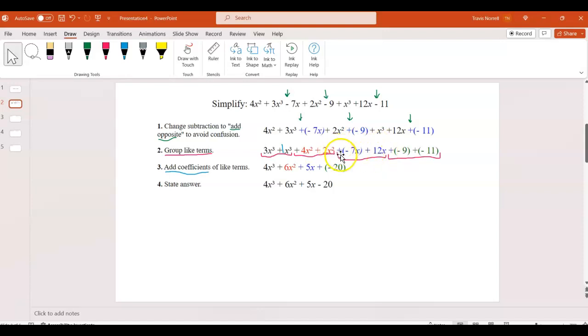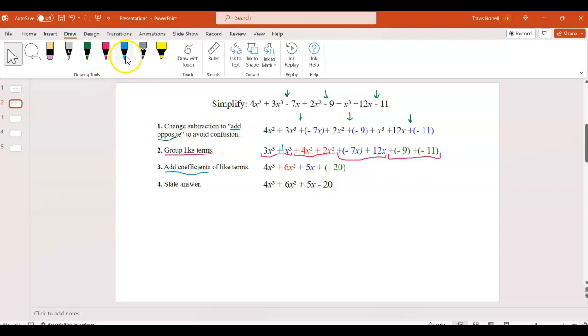12 is larger than 7, so we'll keep the positive number. So 12 minus 7 is going to give me 5. And because 12 is larger, I'll take the positive sign. So that's going to give me positive 5x.